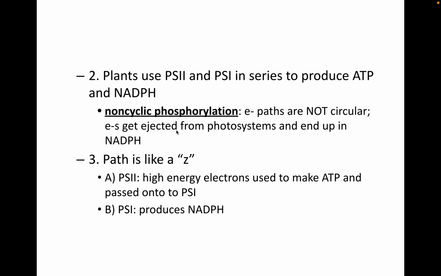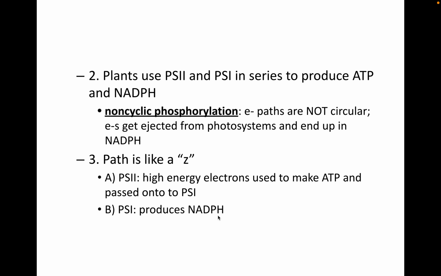Okay, so remember in plants, it's non-cyclic phosphorylation. The electron paths are not circular. They do get ejected, and they end up with an electron carrier called NADPH. The path is like a Z, so we're going to go through the Z here. Photosystem 2, the high energy electrons are used to make ATP, and they get passed on to photosystem 1, and then photosystem 1 actually produces the NADPH.